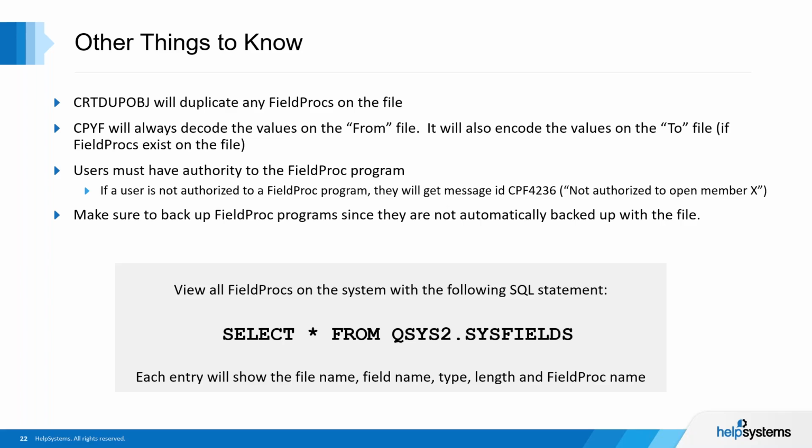If you'd like to know if there are field procs on the system, you can run a select statement as indicated on the slide here to determine which of the fields have a field proc associated with them. So it'll tell you the file name and which field within the file, and then a little bit of information about the field definition, and then the name and location of that field proc. So it's a great quick way to research what potentially should be included on your backup once you start using field procs.